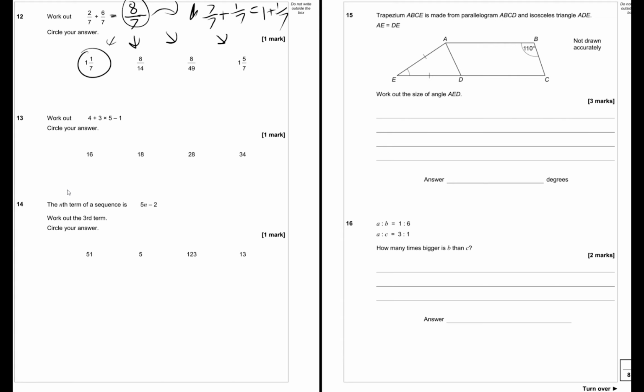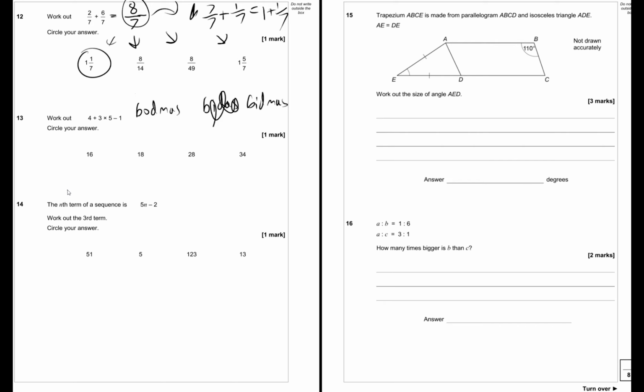Okay, question 13. Work out 4 plus 3 times 5 minus 1. Work out your answer. Okay, so here we're going to be using BIDMAS. So it's brackets, order, divide, multiply, addition, subtract. So sometimes people say brackets, indices, divide, multiply, addition, subtraction.